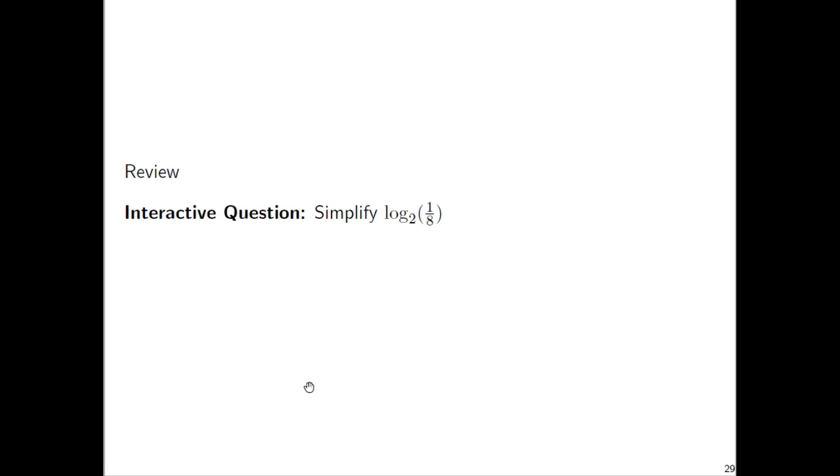For your interactive question, I want you to simplify log base 2 of 1/8.